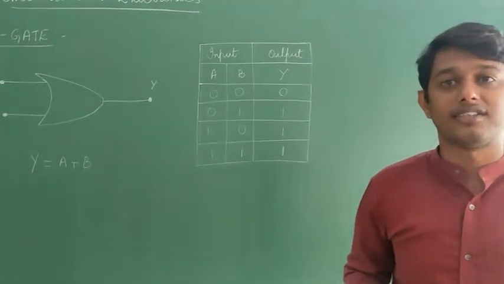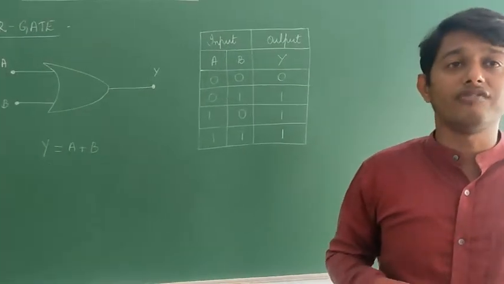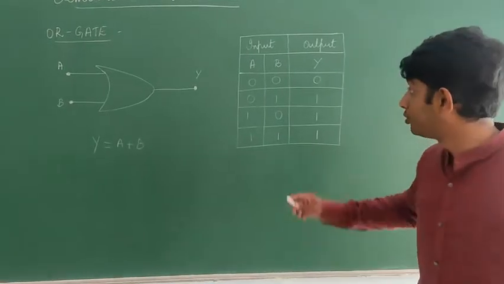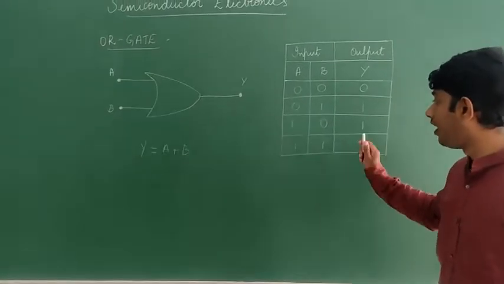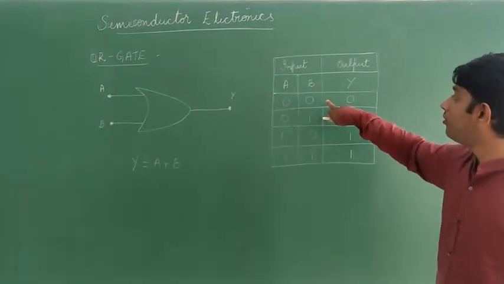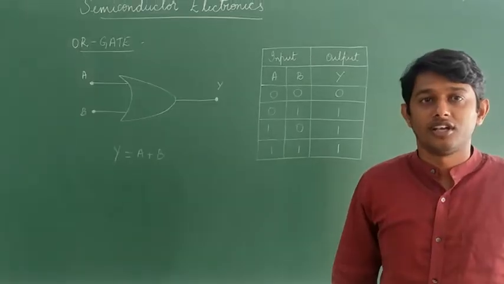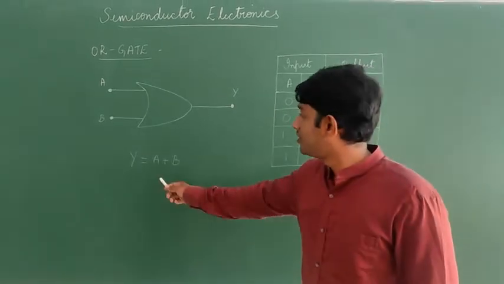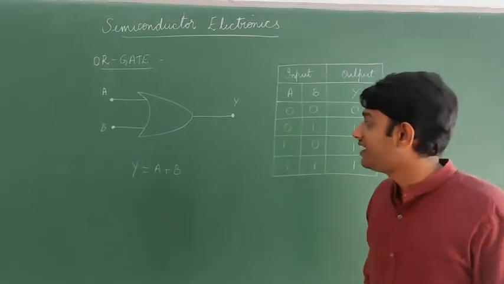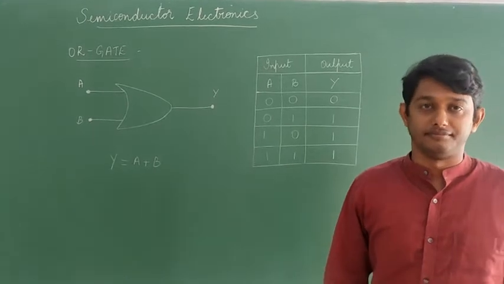The definition says that the logic gate in which the output is 1 when any one of the inputs or both of the inputs are 1 is called an OR gate. But when the inputs are 0, 0, it gives only 0 itself, not 1. The Boolean equation for this OR gate is y = a + b, but it is read as y is equal to a or b.